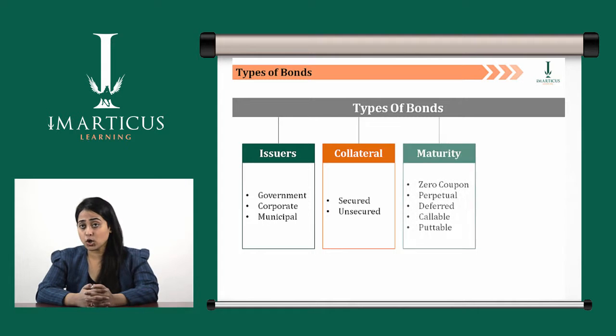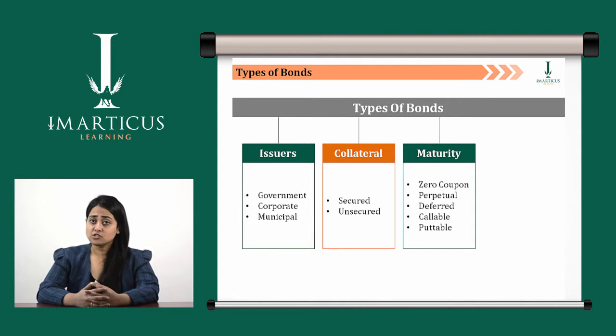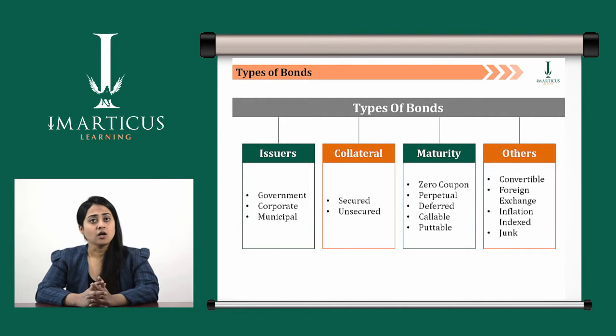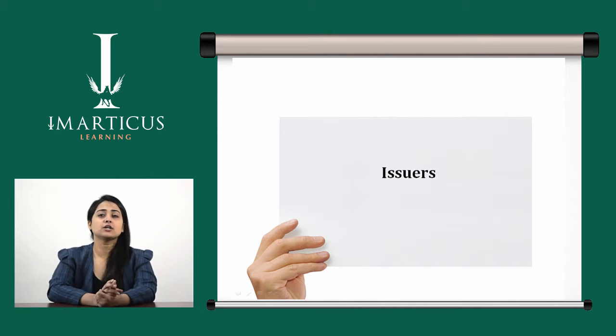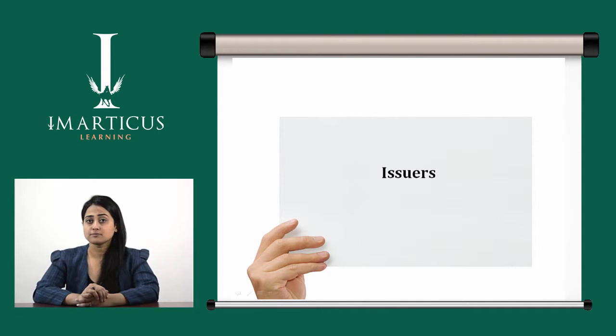Next we have maturity, under which we have zero coupon bonds, perpetual bonds, deferred bonds, callable bonds and puttable bonds. Finally we have other types of bonds, which include convertible bonds, foreign exchange bonds, inflation index bonds and junk bonds. We will take a closer look at these bonds in the next few minutes. Let us first begin with the first category of bonds based on issuers.